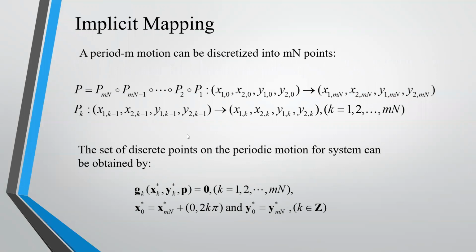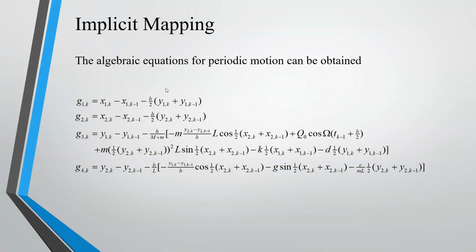The set of discrete points on the periodic motions for this system can be obtained from the function gk equals 0. Gk is a function of displacement, velocity, and parameters, such as the spring constant. And for periodic motions, we also have periodic conditions. Here x0 equals xmn plus 2k pi. This 2k pi is because this is the angular displacement. And y0 equals ymn, this is the periodic condition. Then based on the implicit mapping, for the algebraic equation for the periodic motions we obtained, we have totally 4 equations from G1k to G4k.